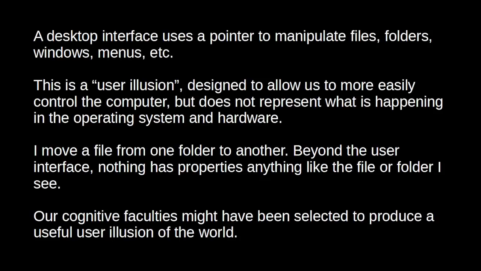So what we have in the case of the user interface of a desktop is, one way to look at this, a false representation that is nevertheless extremely useful. Maybe our cognitive faculties have been selected to generate a kind of user illusion of the world. When I see a lion and then run away from it, this might be analogous to moving a file from one folder to another. In both cases, I'm working within this illusory model. The actual processes that are going on behind the scenes, as it were, are very, very different.